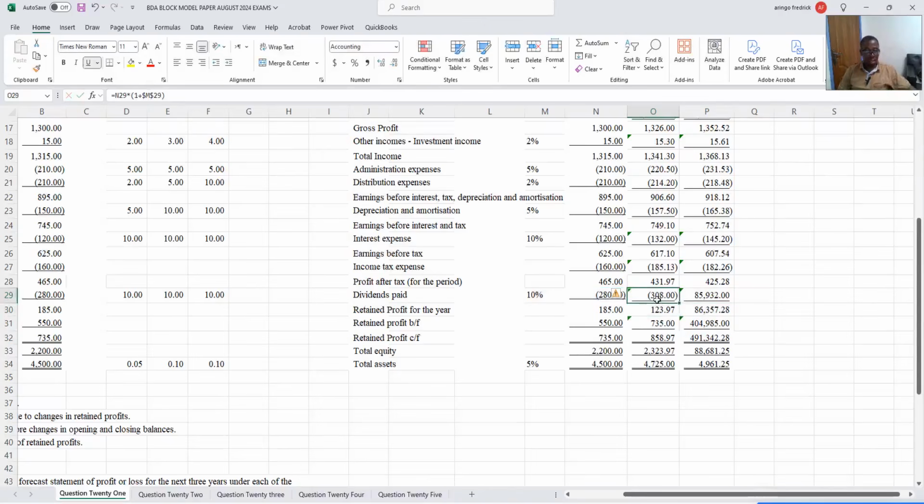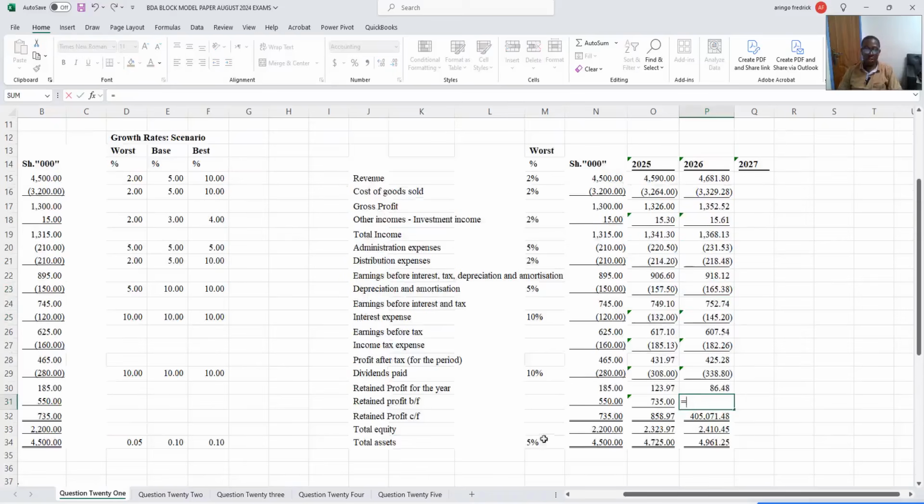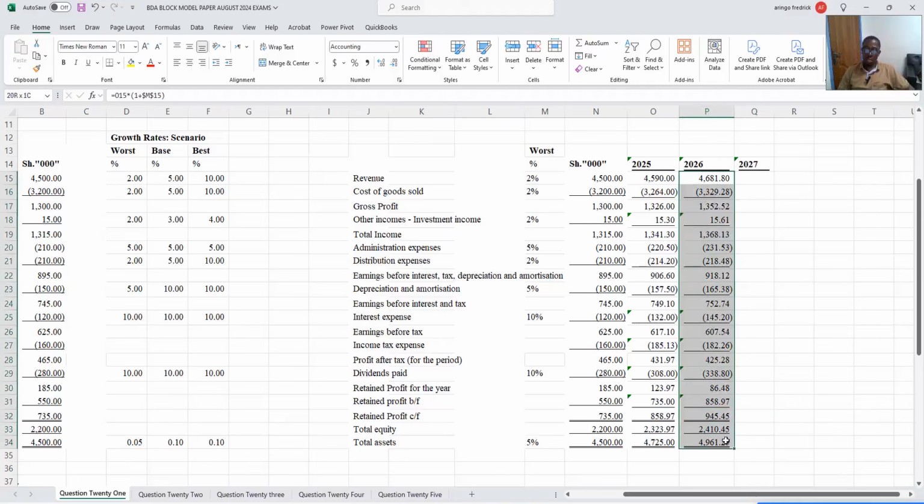So that once I copy paste this one here, it will give us times that. Okay. So this one also, our closing in year 2025 retained profit will be our opening in 2026. Yeah, so that it will just flow like that. So that after once we have this, what I'm going to do next, making sure that we've locked everything, we just copy paste again. We come copy paste at this point.